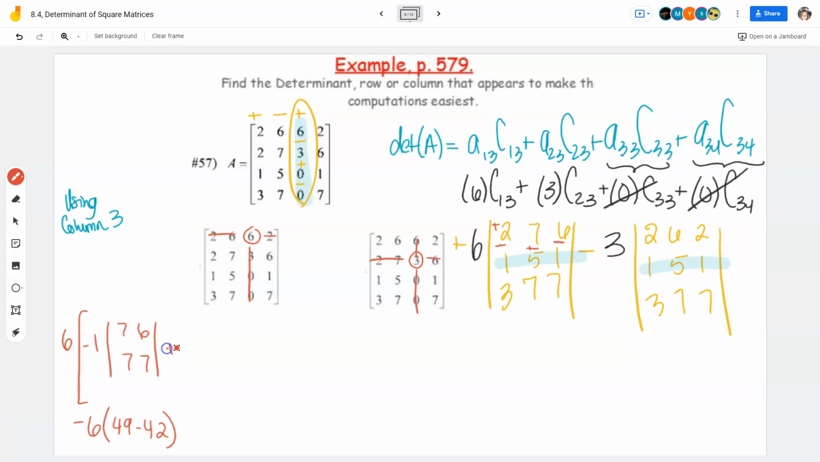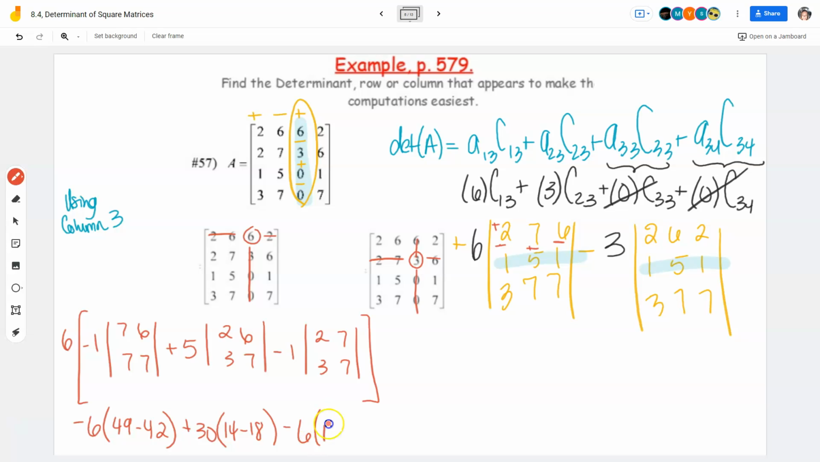And then I would have a plus with a 5, and that 5 would be with his minor, which would be 2637, which would be 6 times 5 is 30, times 14 minus 18. Should probably do some of this math in my head, but I'm just modeling for you what's going on with the main minus the opposite. Then I would have another minus with a 1 with his minor, which would be 2737. Which would end up being, let's see, 6 times a negative 1 would be a negative 6, and that would be 14 minus 21.